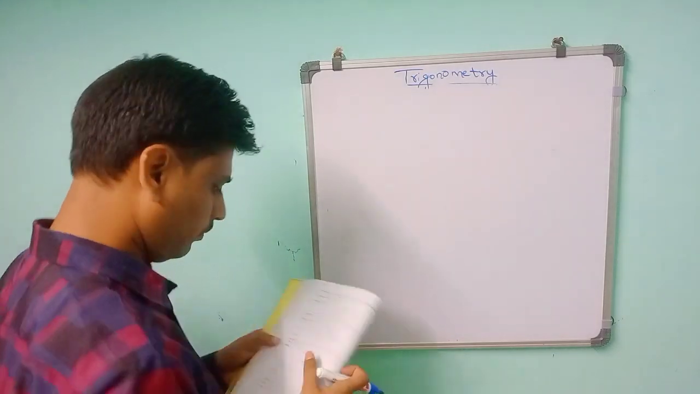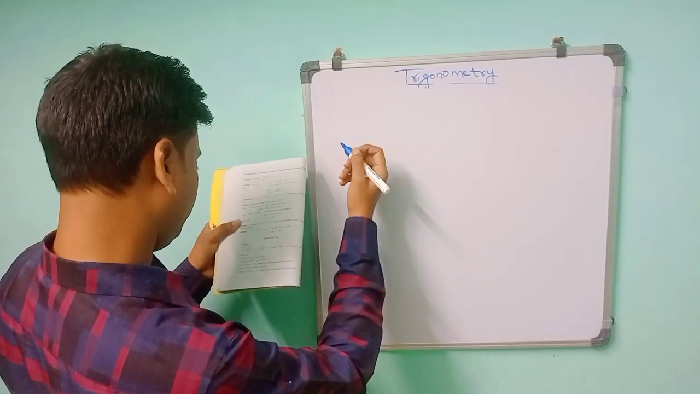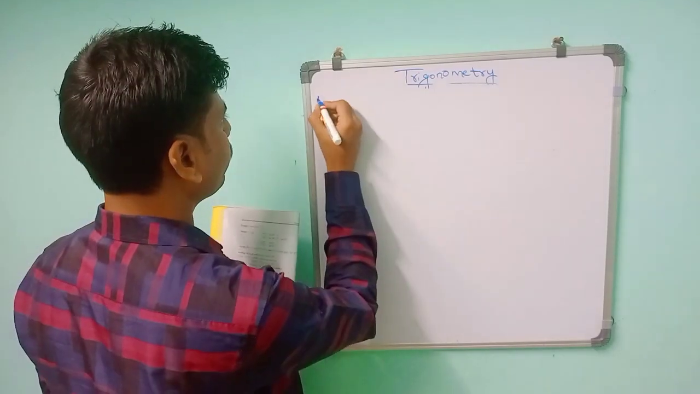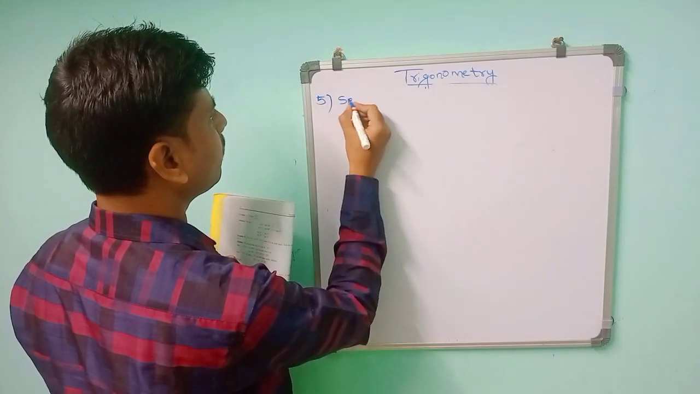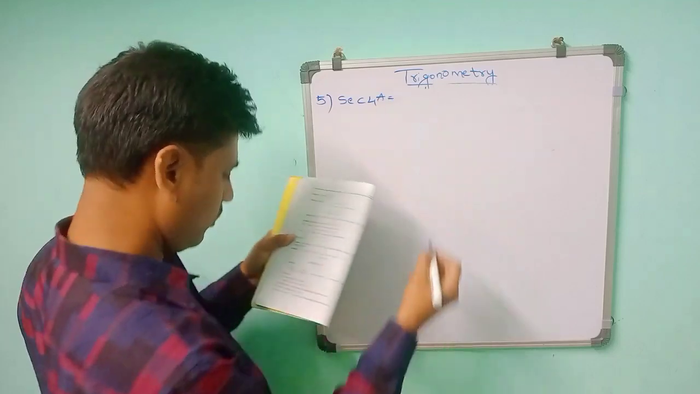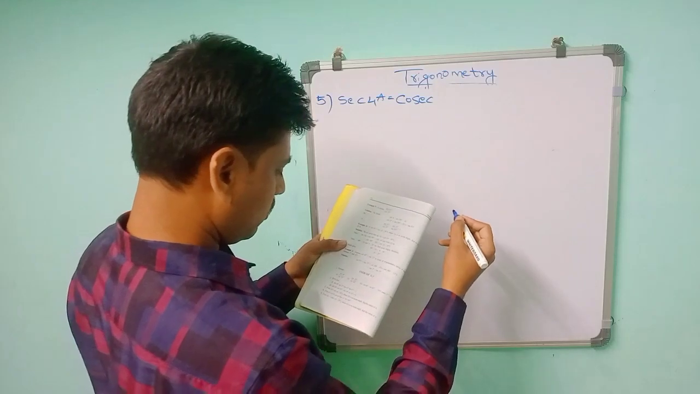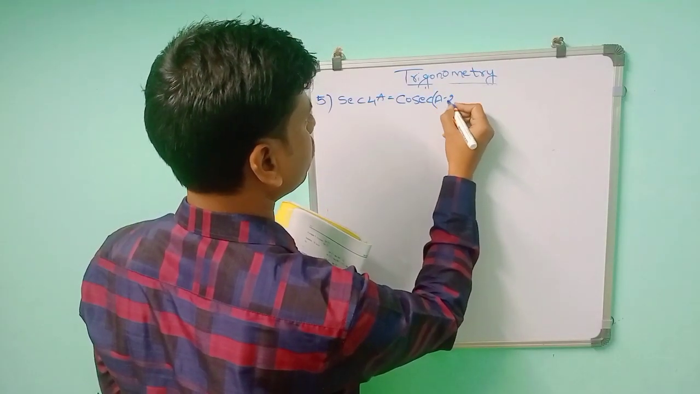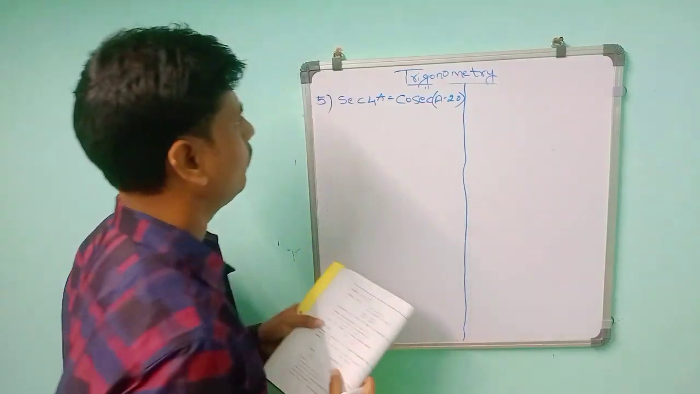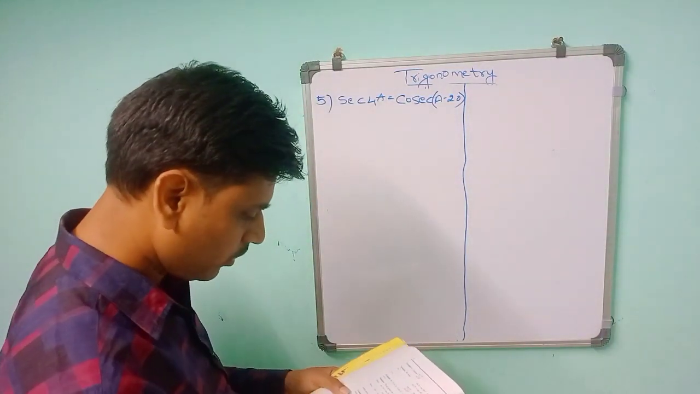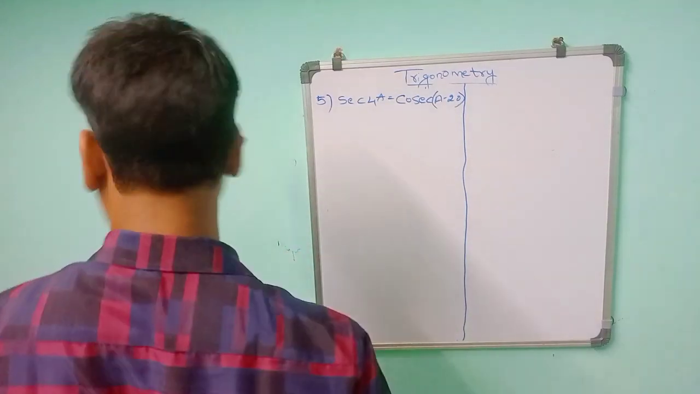Next problem. Fifth one. Sec 4a is equal to cosec a minus 20, where 4a is the acute angle. Find the value of a. Here also you have to find out the angle a.